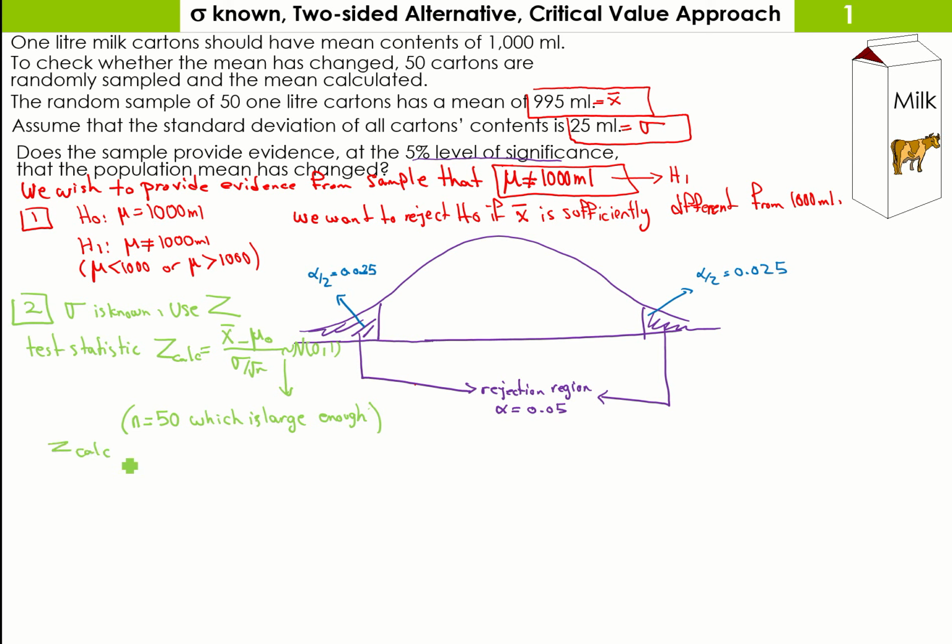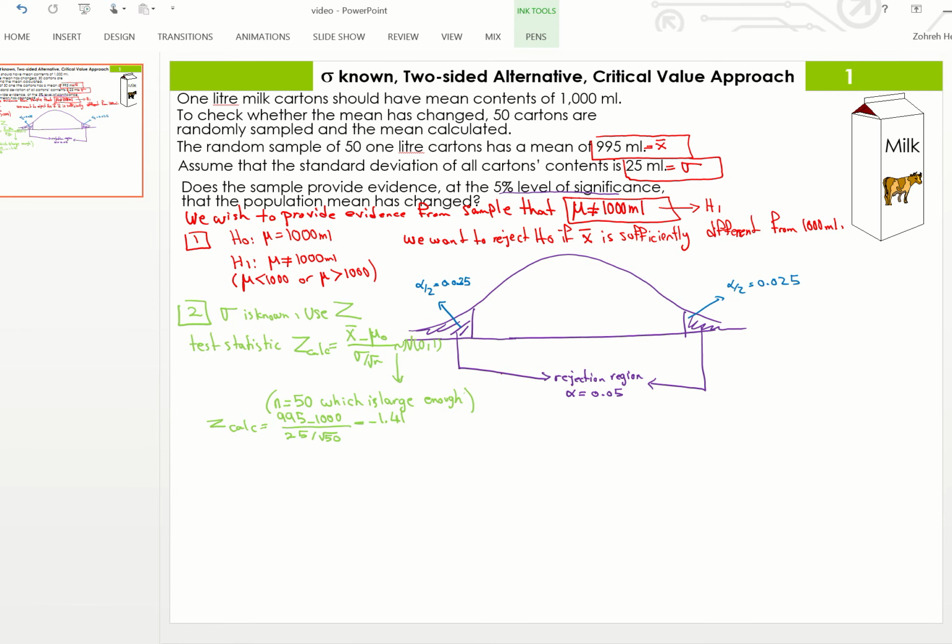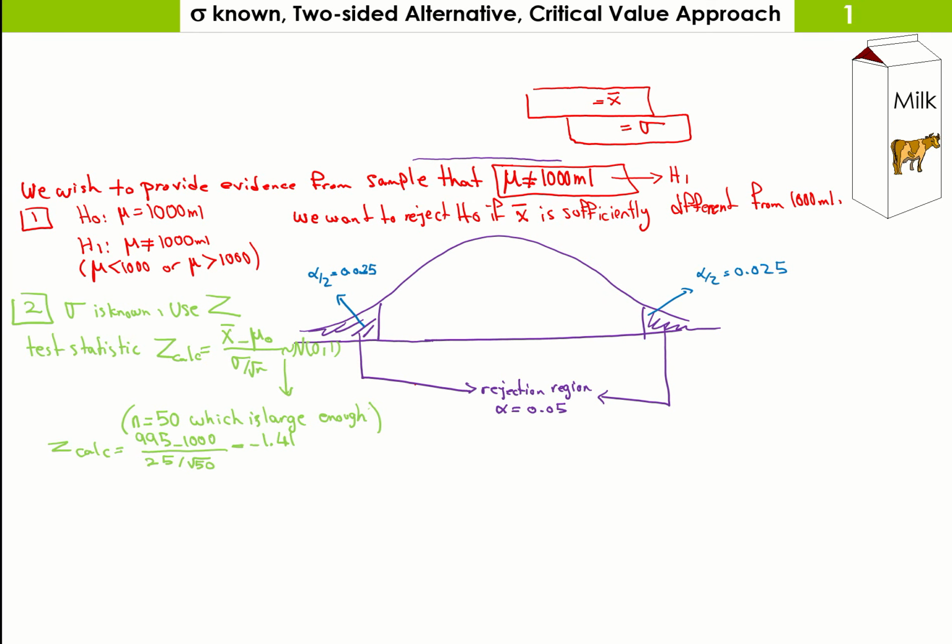The z calculated equals x bar 995 minus 1000 divided by sigma 25 over square root of 50, and it is negative 1.41.